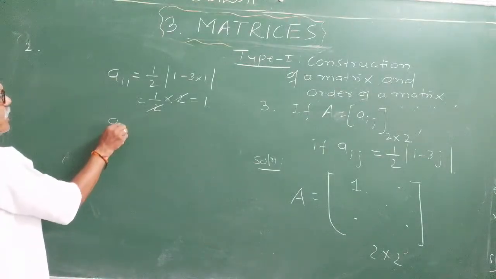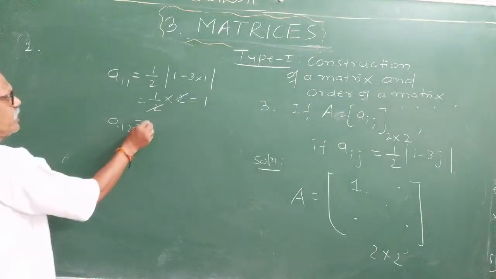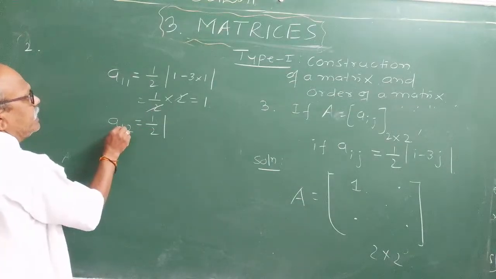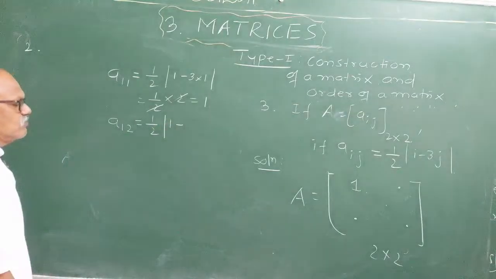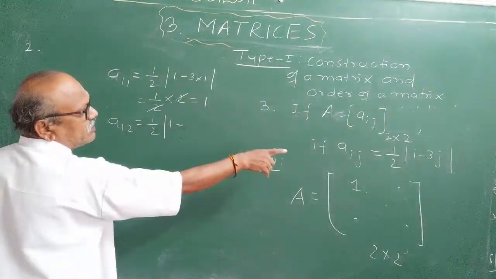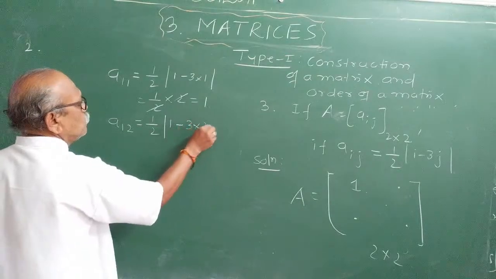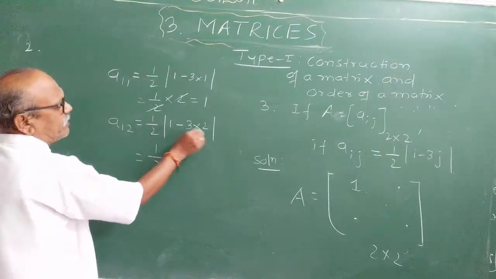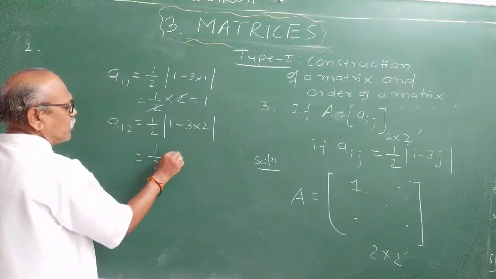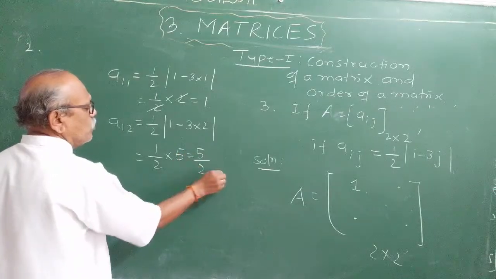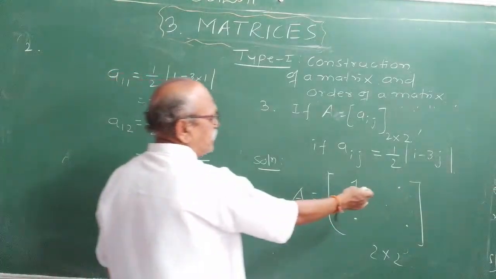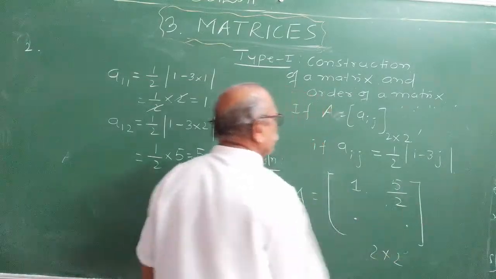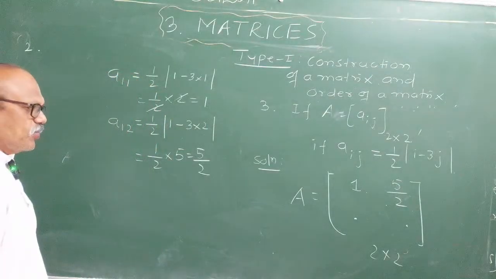Then you get A12. Observe carefully. 1, 2. Right? Modulus of i is 1 minus 3j. What is j? 3 into 2. Take the modulus. What do you get? 1 by 2 into. What is 1 minus 6? Minus 5. Take the modulus of it. Your answer will be 5 by 2. Therefore, the element present in the first row and second column is 5 by 2. Given some conditions, you must be able to construct a matrix.